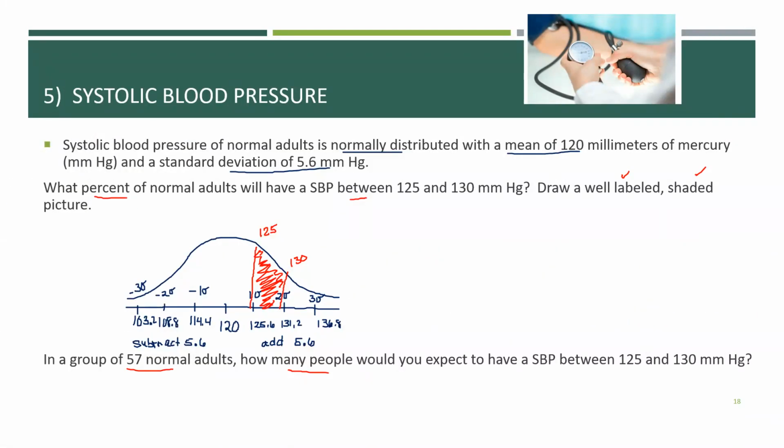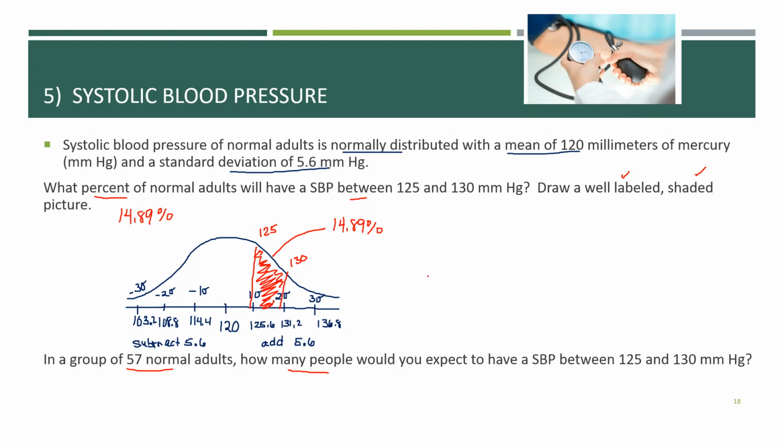So answering this first question, what percent? The answer is 14.89. If I would add that to my image, this section in here is 14.89%. Now, it asks me an additional question, and the answer is to be how many people. And it tells me there's a group of 57.